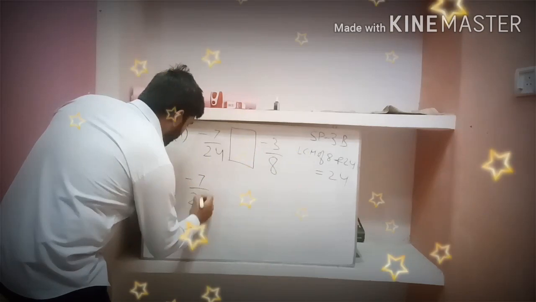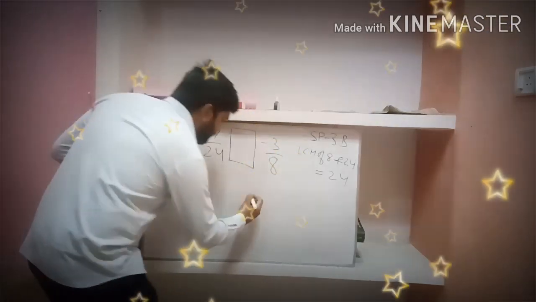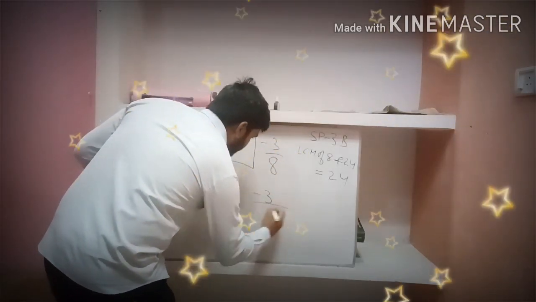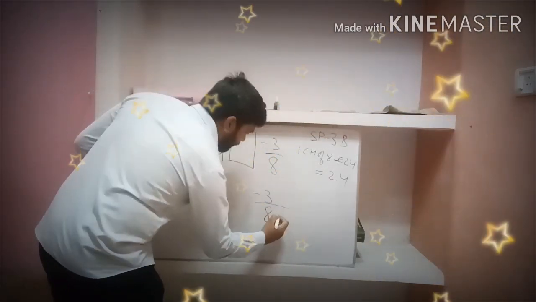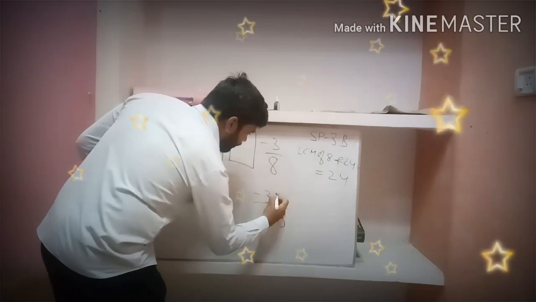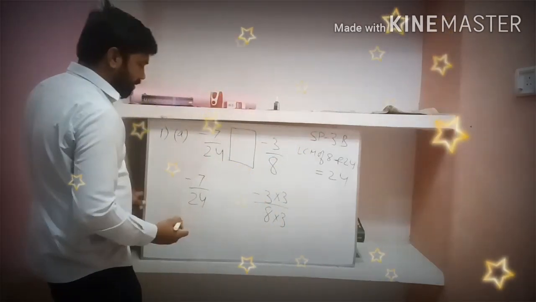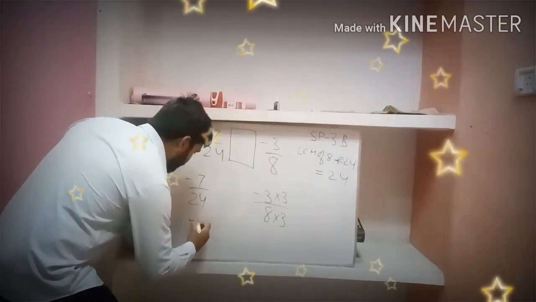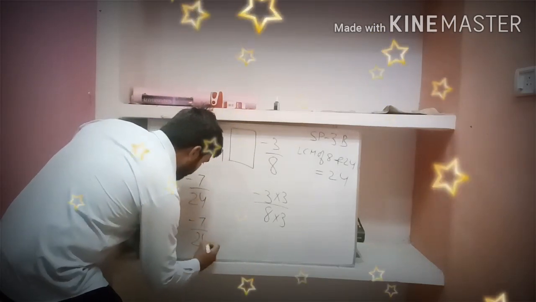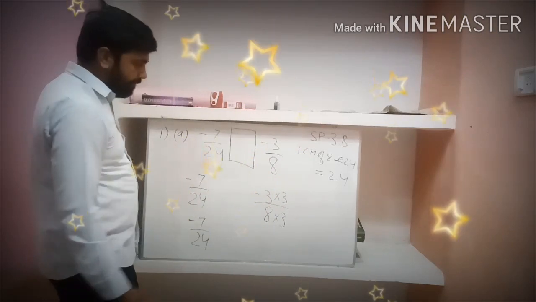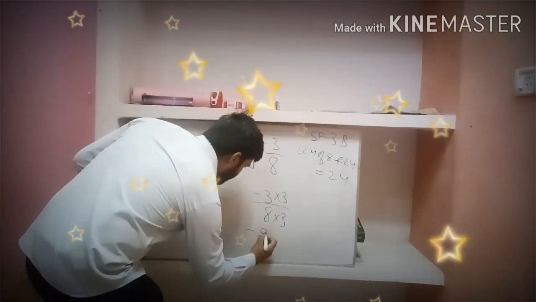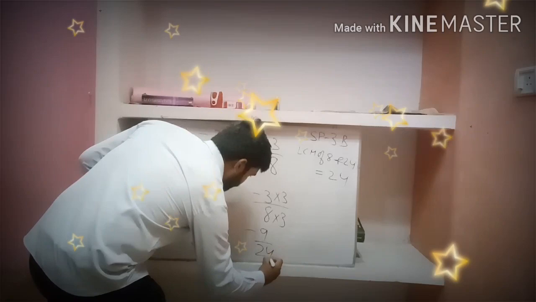Minus 7 by 24. But here in minus 3 by 8, what you multiply in 8 will become equal to the LCM 24. So in 8 you have to multiply 3. Then in the numerator also you have to multiply by 3. So now here we have minus 7 by 24, no problem, the denominator of this fraction is equal to the LCM only. But here you got minus 9 by 24.